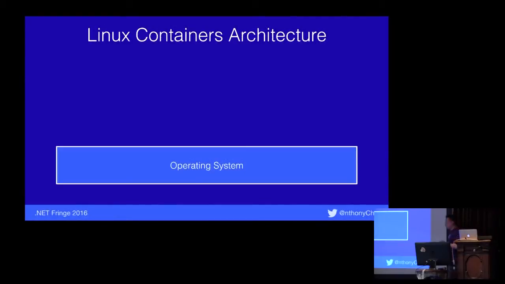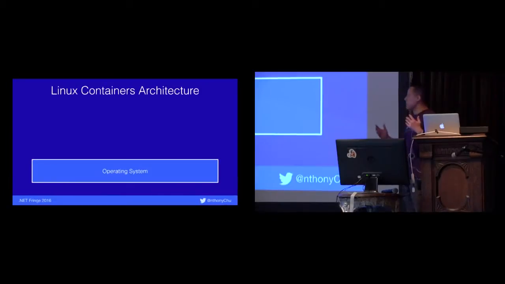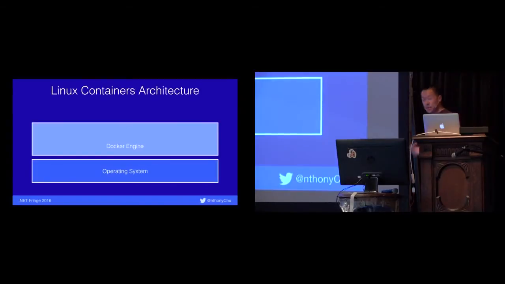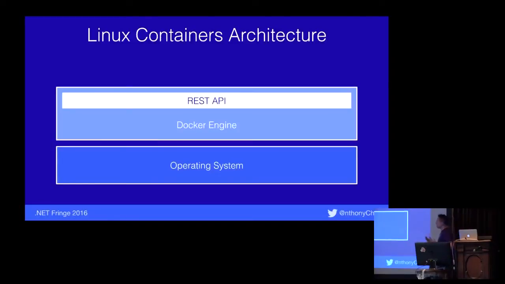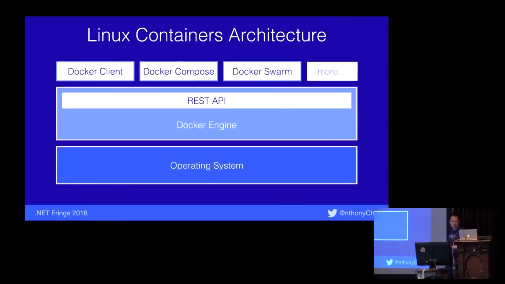So a little bit about the architecture. In Linux, we have the operating system on the bottom, which has the services that enable containers to function. Then we have Docker Engine, which talks to these services to actually make containers happen. Docker Engine exposes a REST API that the rest of the Docker clients talk to. So the Docker CLI, Docker Compose, and Docker Swarm all talk to it through the REST API.